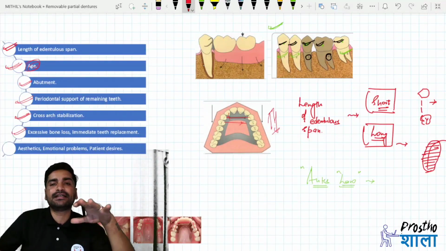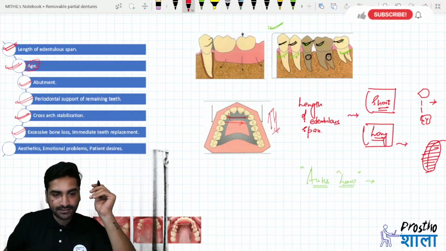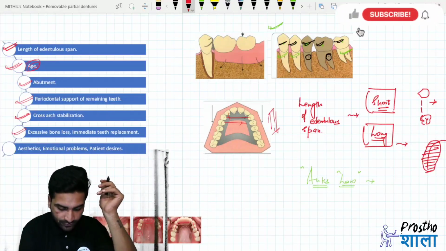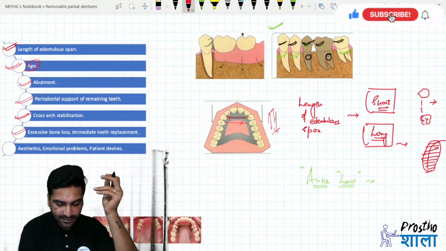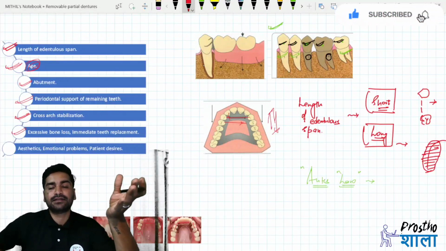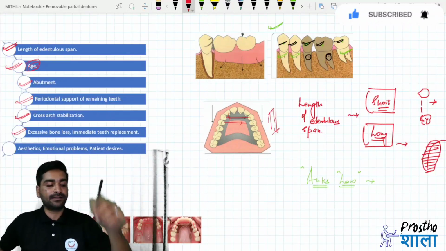So that the teeth is at least left as it is, not subjected to more amount of forces, right? So in those cases also you have to go with a removable partial denture. Immediate teeth replacement: if the patient has lost a tooth and immediately wants a replacement, he cannot wait till the wound is healed.